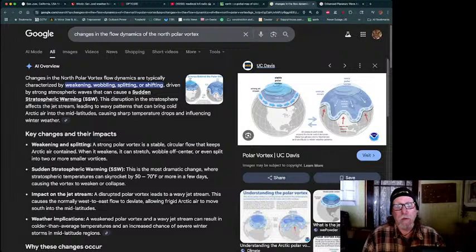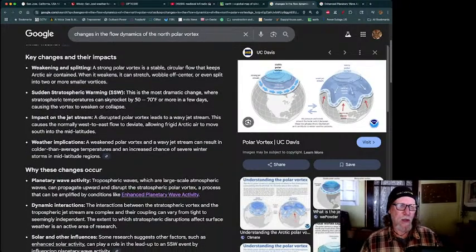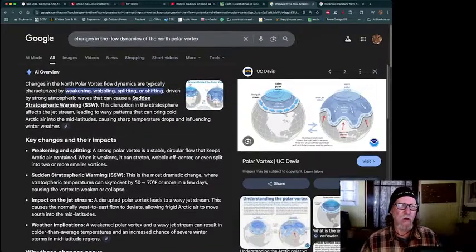Whoa, whoa, whoa. We're in trouble now. So let me go over here and read from this AI overview. The AI overviews, at least for the science, are actually pretty good. I keep hearing people say, oh, AI overviews, AI summaries on Google, they're bullshit. And I'm like, this is pretty good, actually. I know the topic, so I can evaluate this as an AI overview of the topic. The topic was changes in the flow dynamics of the North Polar Vortex.